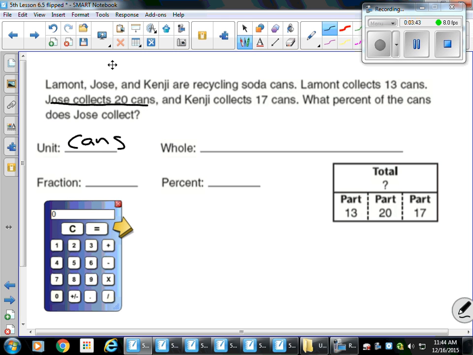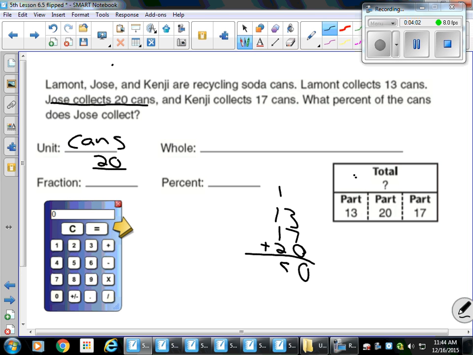Jose collects 20 cans, right? So I have 20 for Jose, but I want to know what is my denominator. What is my total here? So I'm going to have to add 13 plus 17 plus 20, because those are all the cans put together, right?